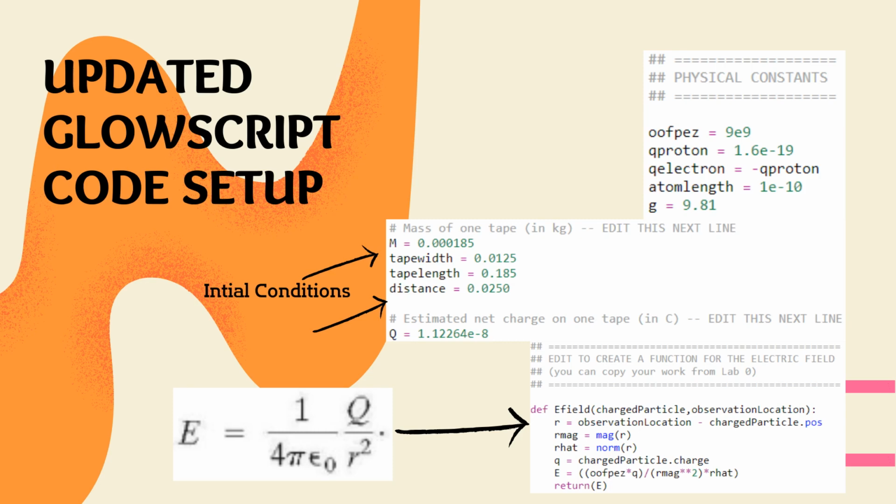Getting into the GlowScript computational code, this slide displays my setup in which I establish my physical constants, initial conditions, and my computational version of the electric field of a point charge. Take note that all of the initial conditions are the same values that we found and calculated in Lab 1.